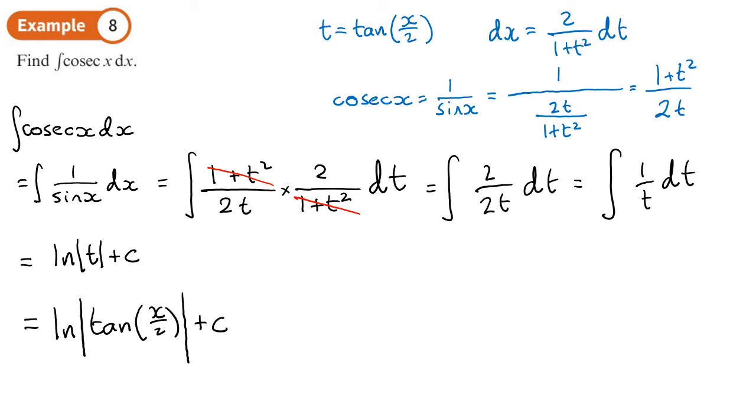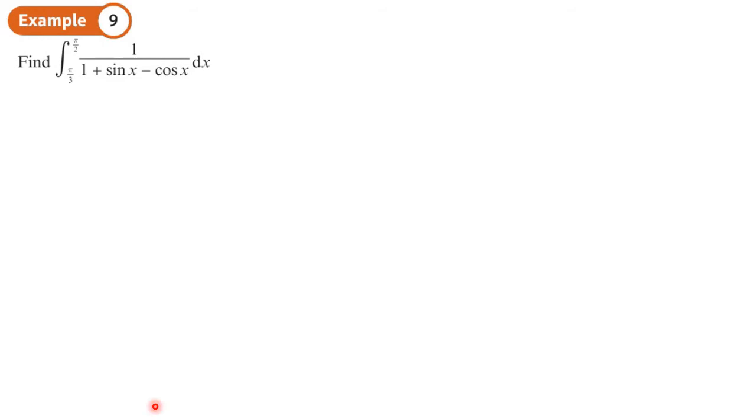There we go. So we've integrated cosec x dx. So we'll just highlight that before moving on to the next example. Okay, so we need to evaluate this integral here, which means that we're going to also be substituting the limits as well.